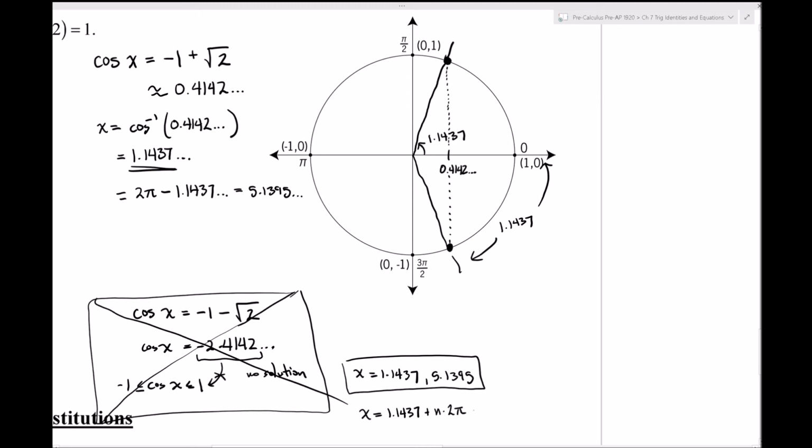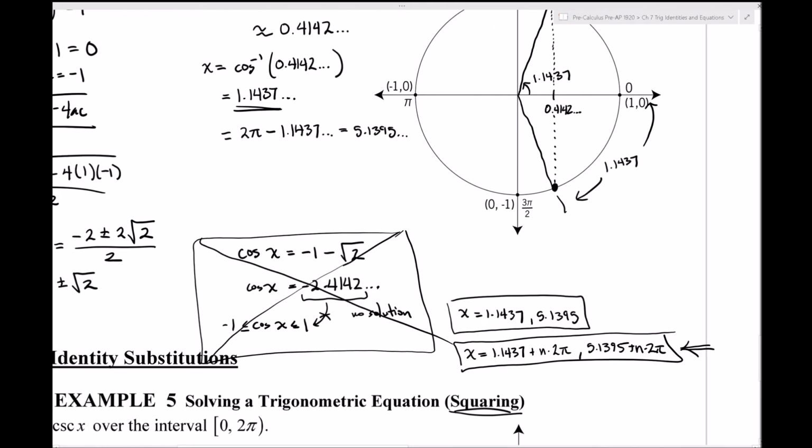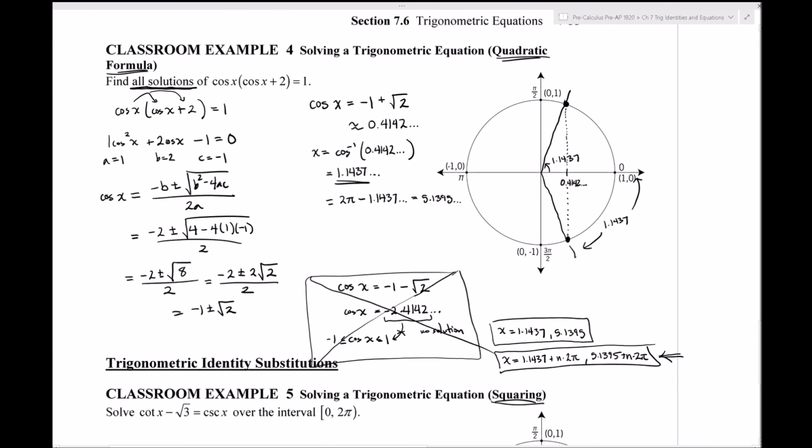So that's one of them. The other one is 5.1395 plus n times 2 pi. That's the other one. So this right here is the actual solution that they want. That's for all values of theta. And that's it for example 4.